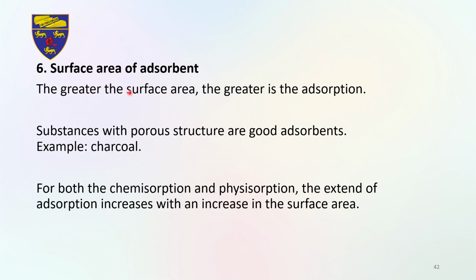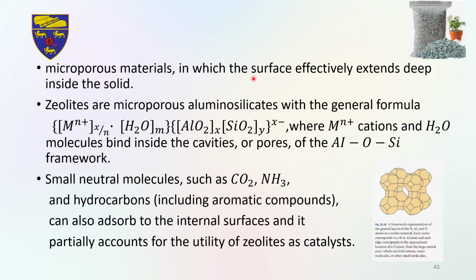Next is the surface area of the adsorbent. The greater the surface area, the greater the adsorption. This is why porous structures like charcoal make such excellent adsorbents for both types of adsorption. Some materials are microporous, meaning the surface effectively extends deep inside the solid. Zeolites are a prime example. This is the physical appearance of zeolite. They are aluminosilicates with cavities where small molecules like carbon dioxide and ammonia can be adsorbed internally.